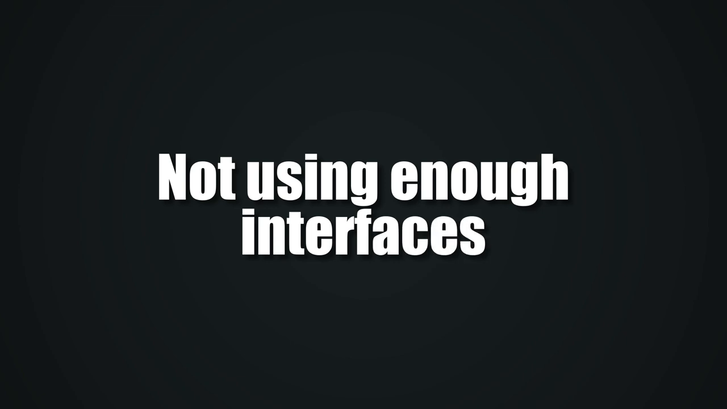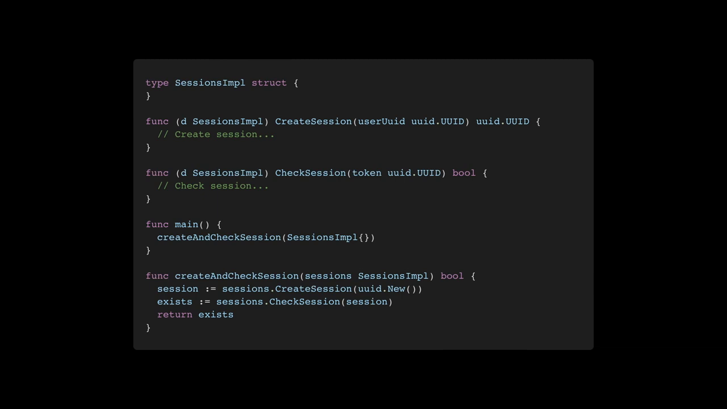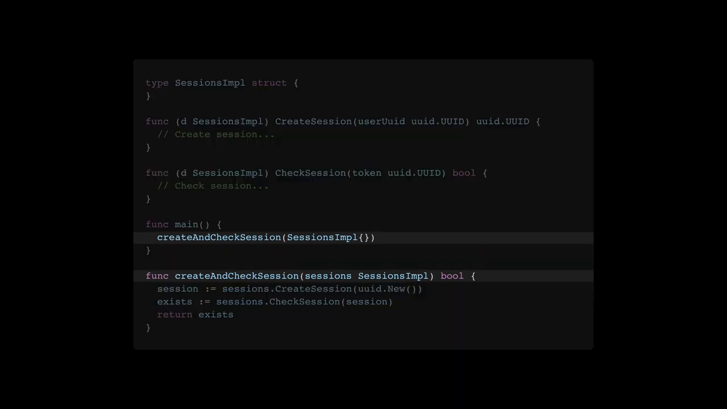The next mistake Go beginners often make is not using enough interfaces. Interfaces in Go are very powerful, and many features in other languages are consolidated in Go with the usage of interfaces. Let's take a look at this example from one of my personal projects. This is a simplified version of the session management project that I'd worked on. As you can see, the create and check session function takes in a parameter of type sessions info. Notice that this is a concrete struct type.